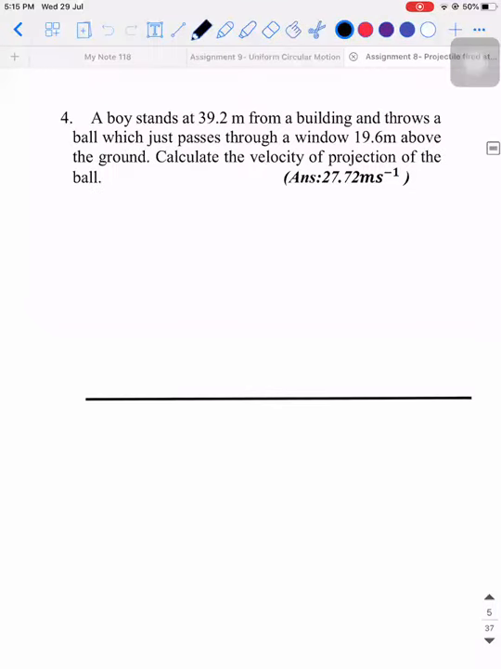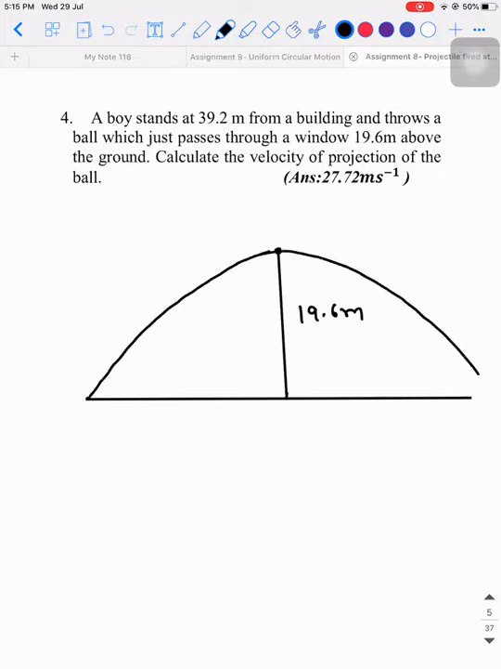So there is a boy who stands at a distance of 39.2 meters from a building, and throws a ball which just passes through the window 19.6 meters above the ground. Calculate the velocity of projection of the ball. So this is 19.6 meters. There is a window over here. The ball is projected, just passes the window and hits here. And how much is this distance? It is 39.2 meters.